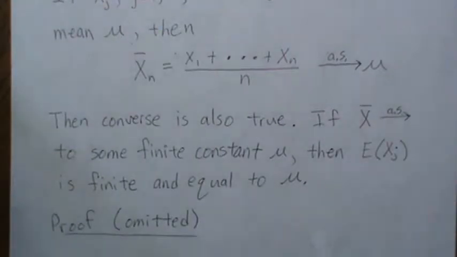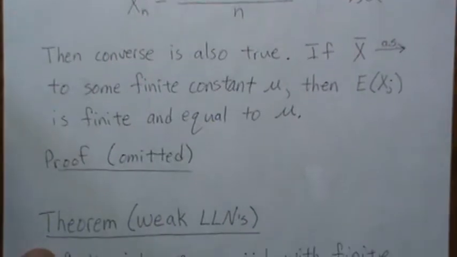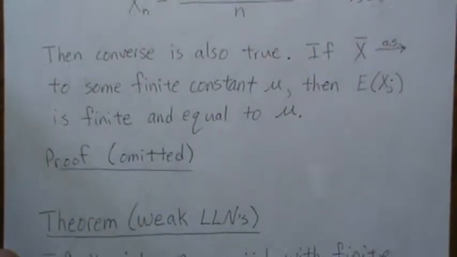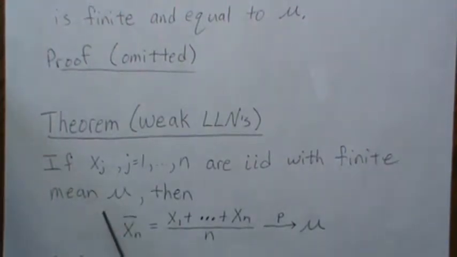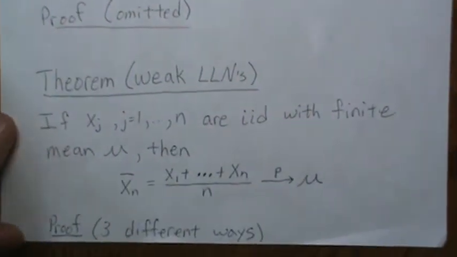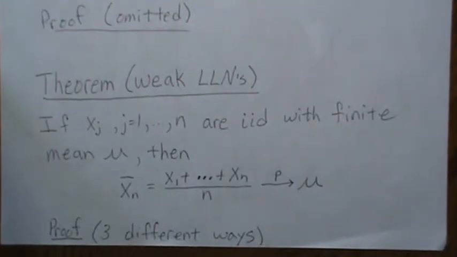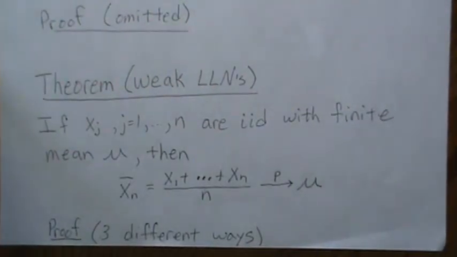Now we're going to omit this specific proof, but for the weak law of large numbers, we're going to prove it three different ways. The weak law is in a similar setting. We have random variables X_j that are IID and have a finite mean mu. Then the sample mean converges in probability to mu. Proving this three different ways is kind of fascinating.